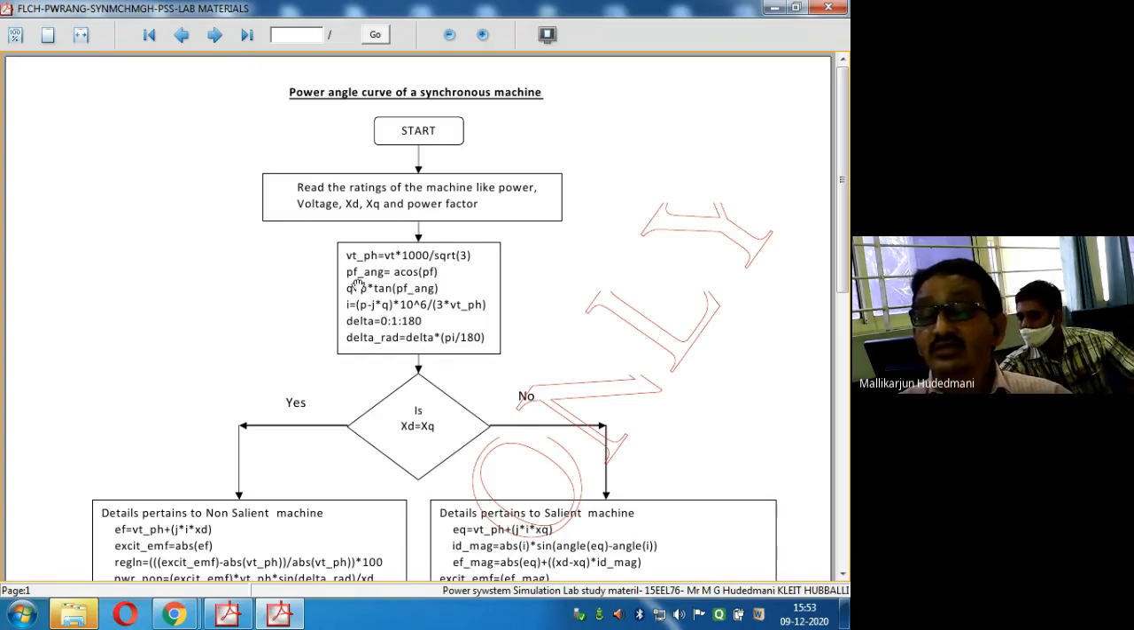Then power factor is given to be 0.8. How to get 0.8 into an angle? Because I require calculation of ID and IQ, the angle of the current I require. Then it is a cos inverse. Cos inverse of PF. PF means what? One of the variables I read here. What was the power factor in the problem? 0.8. I fetch 0.8 into a variable PF. PF is holding 0.8. Cos inverse 0.8 refers to the angle.